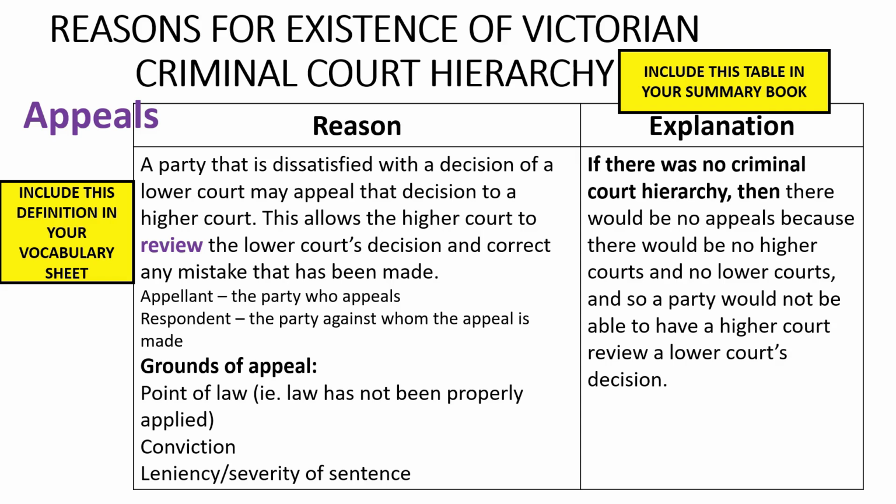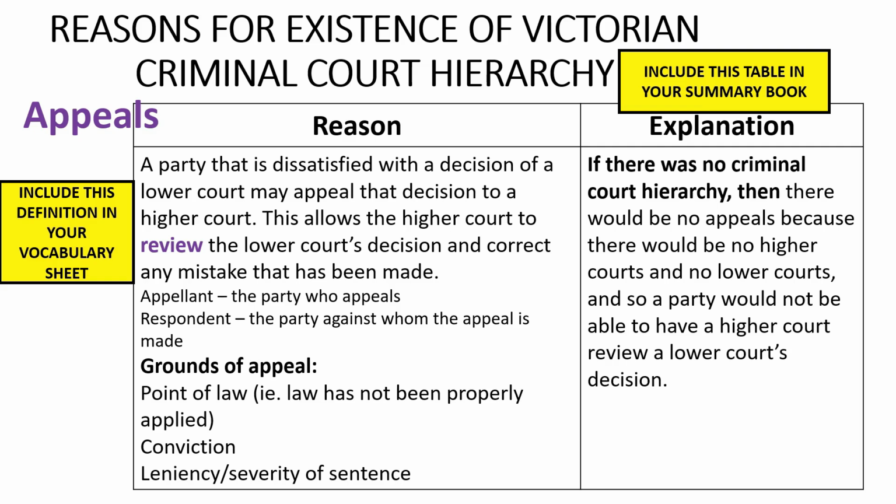Second, an accused can appeal against their conviction in the Magistrates' Court to the County Court, or against their conviction in the County Court or the trial division to the Court of Appeal. In such a case, the accused is saying that they should not have been found guilty in the lower court. Third, the prosecution can appeal to the County Court against the leniency of a sentence that has been given to an accused in the Magistrates' Court, and the prosecution can appeal to the Court of Appeal against the leniency of a sentence that has been given to an accused in the County Court or the trial division.